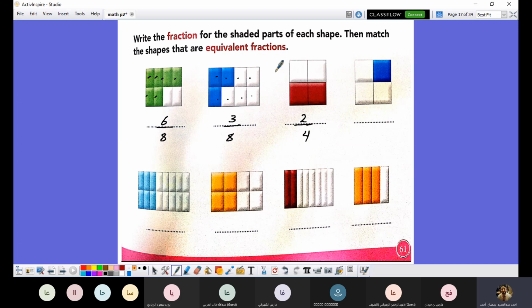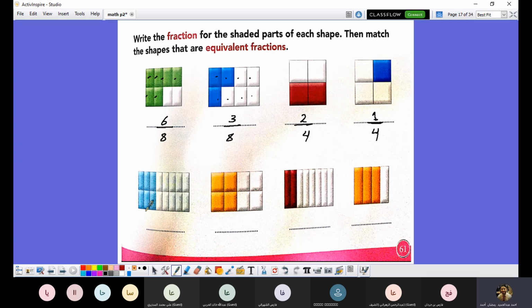Who can help me in the next shape? Me, teacher. Me, teacher, please. Okay, Abdurrahman, let's begin. 1/4. Shaded part 1 and all parts 4. Only one part is shaded, so we can write 1 over all parts equals 4. We can say that 1/4 or a quarter.